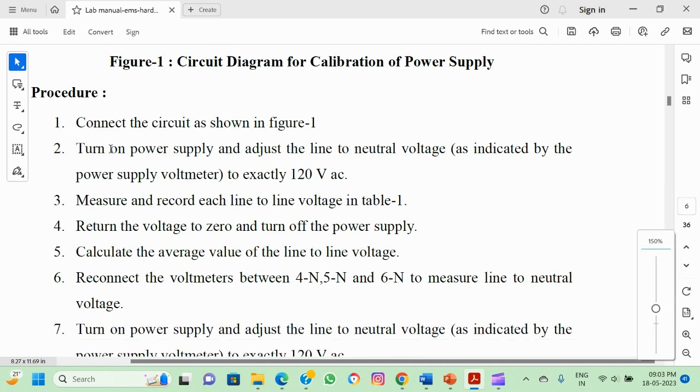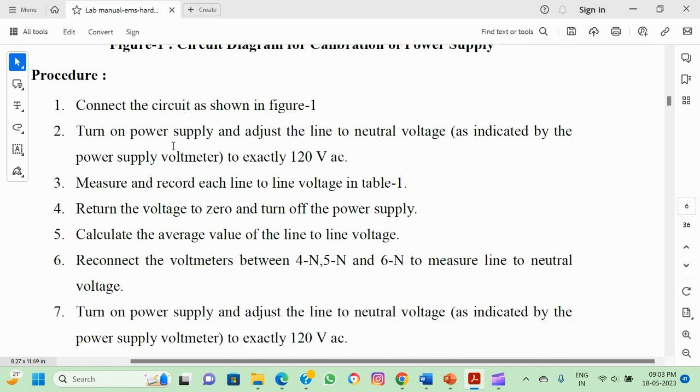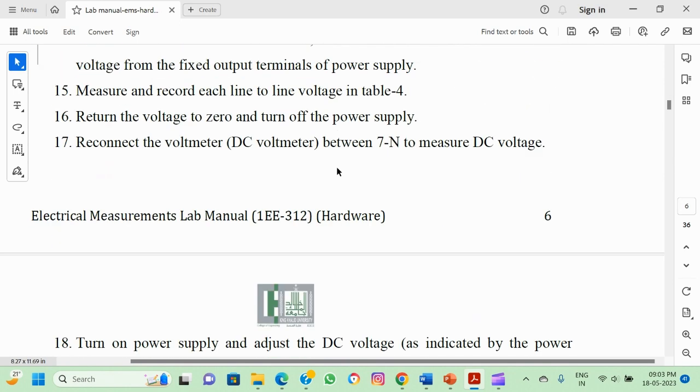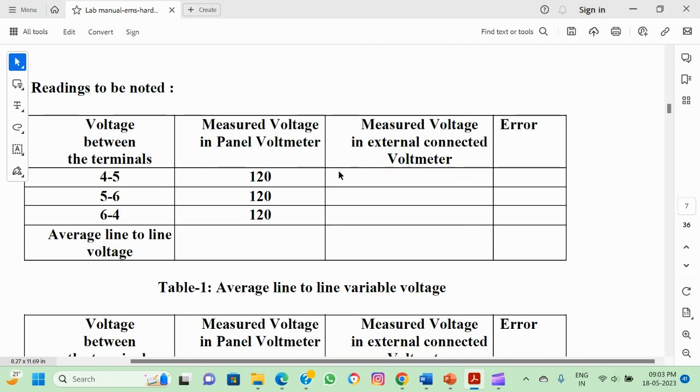If you see the procedure, we will connect the circuit, turn on the power supply, and adjust the line to neutral voltage to exactly 120 volts. We will measure and record each line to line voltage in table 1. What is table 1 here? We have connected the voltmeter between these terminals, and we have set the voltage to 120 volts on the panel voltmeter, and we will measure the voltage here.